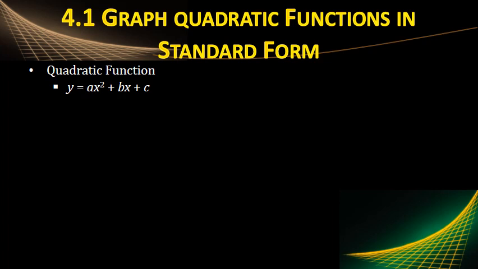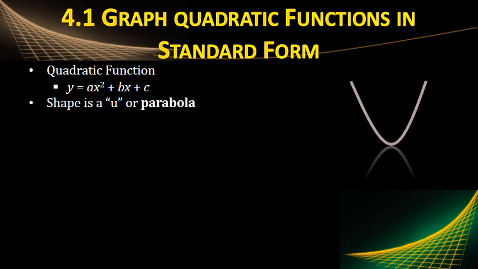A quadratic function is of the form y equals ax squared plus bx plus c, and its shape is a U shape, otherwise known as a parabola. Looks like that. And sometimes it opens up, or sometimes it opens down, like a reflection over the x-axis. It'll open up if the a is greater than 0, and down if the a is less than 0. So if a is positive, it opens up. If a is negative, it opens down.